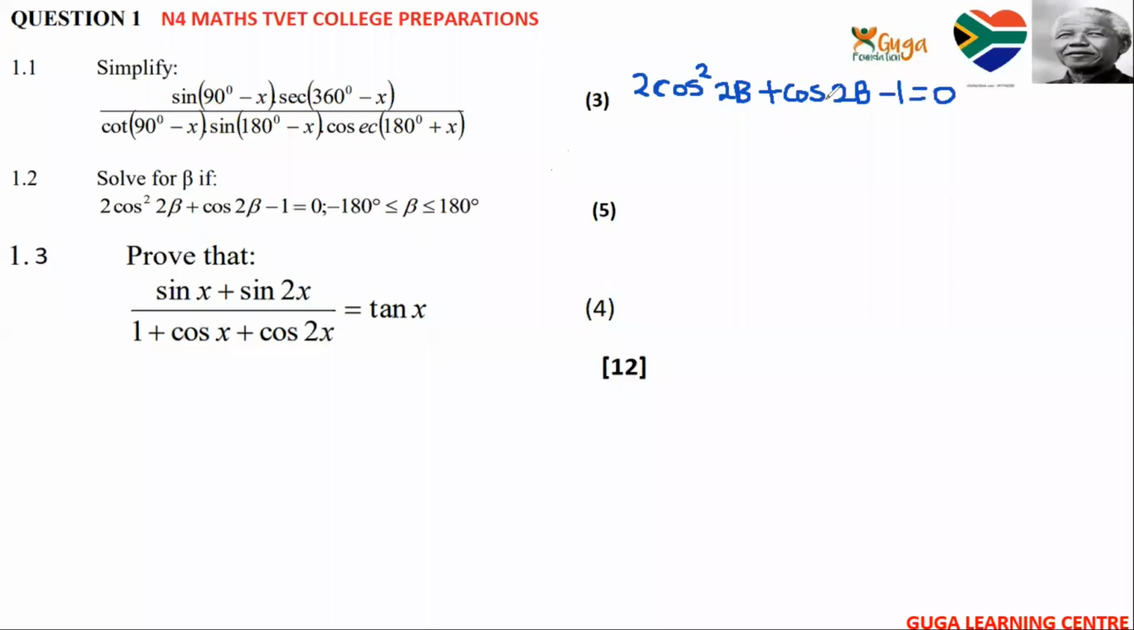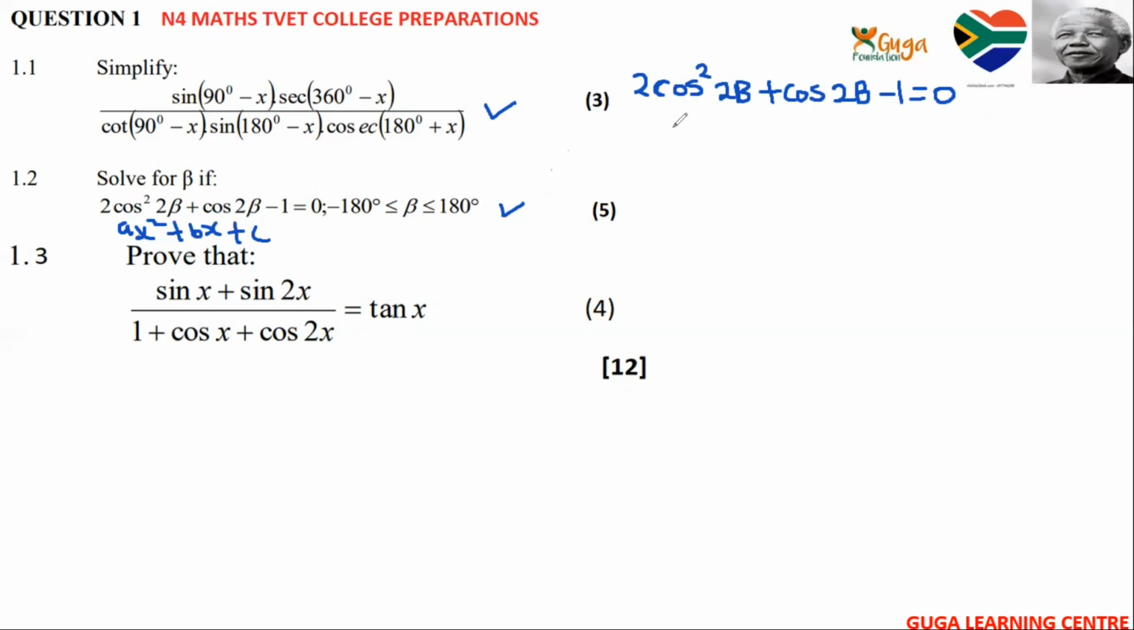Okay, number 1.2, it says this one. Right, this one we're done. So it says 2 cos squared 2b plus cos 2b minus 1. So you'll note that this equation is expressed in terms of a quadratic, in terms of ax squared plus bx plus c, right? You see here is negative one.